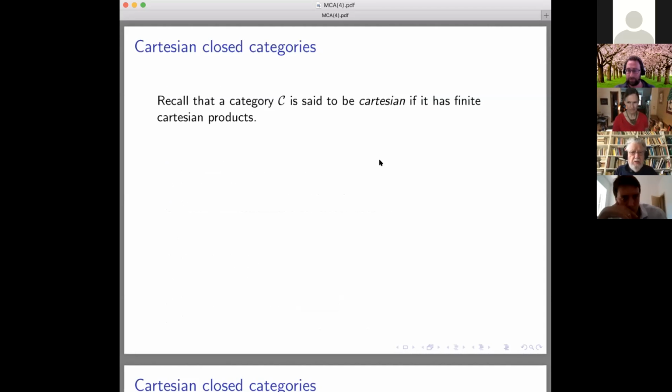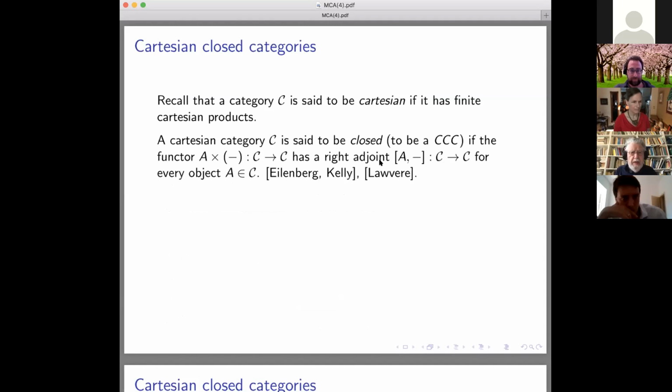Okay, recall a category is said to be Cartesian if it has finite Cartesian products. And a Cartesian category is said to be closed if the product functor with an object A of C has a right adjoint, for every object A.